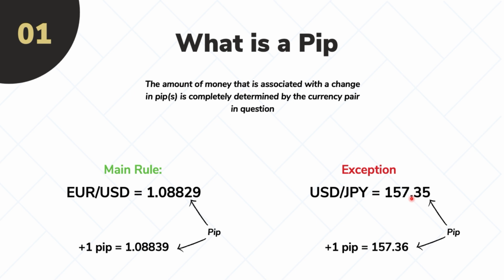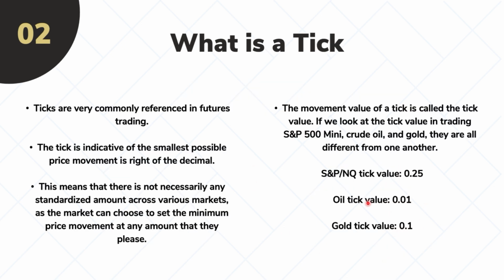So for this exception, for the JPY pairs, the last digit is your pip. So when it goes from 157.35 to 157.36, you have plus 1 pip. So now you know what a pip is.